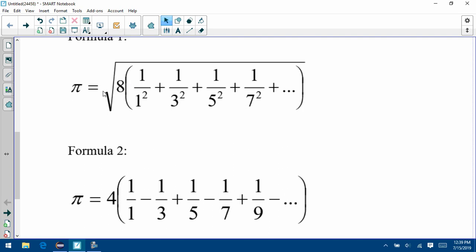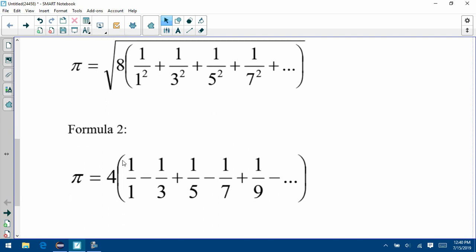the first formula takes the square root of 8 times 1 over 1 squared, plus 1 over 3 squared, plus 1 over 5 squared, plus 1 over 7 squared. So hopefully you see the pattern well enough to know the next term would be what? Plus 1 over 9 squared. It's 1 over the next odd number squared.